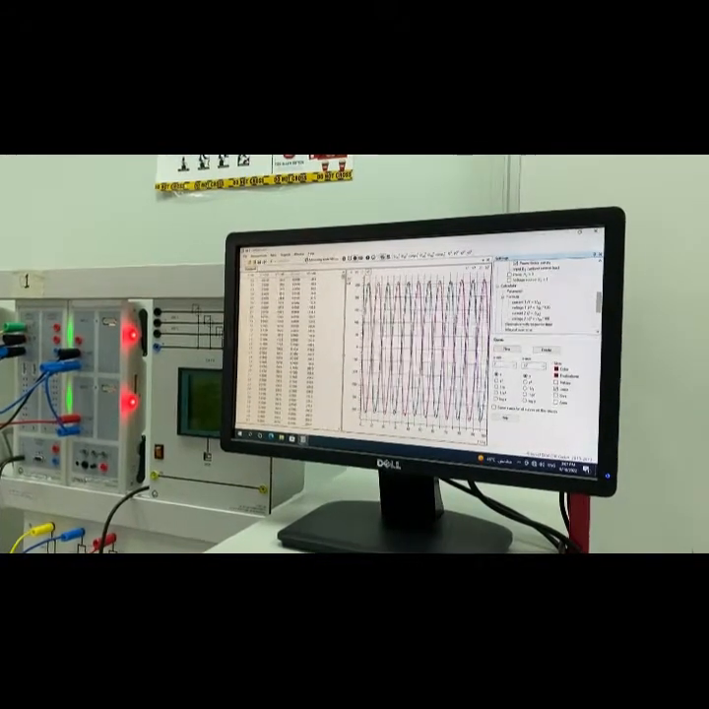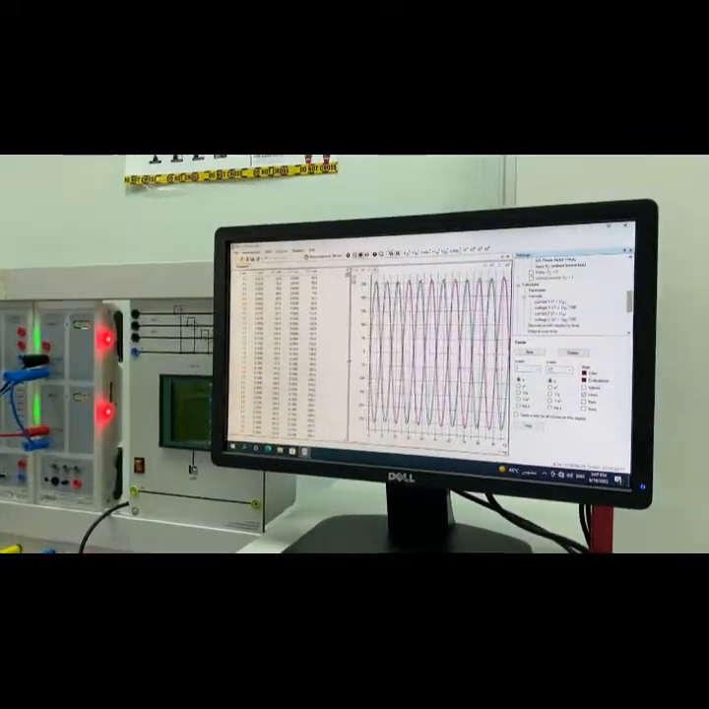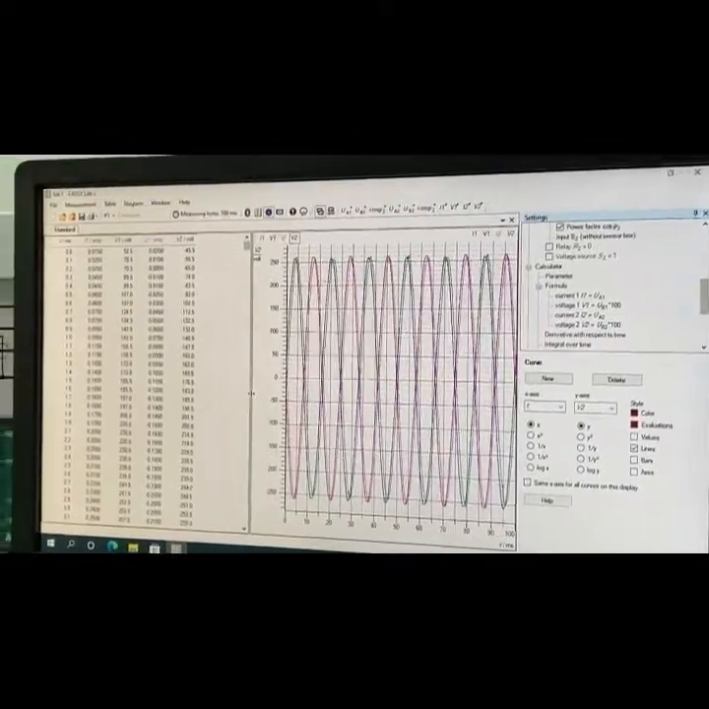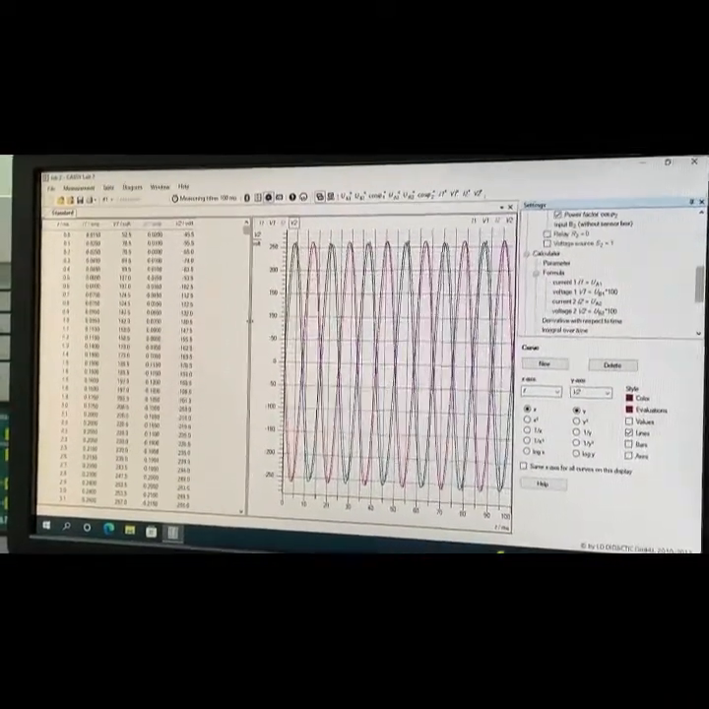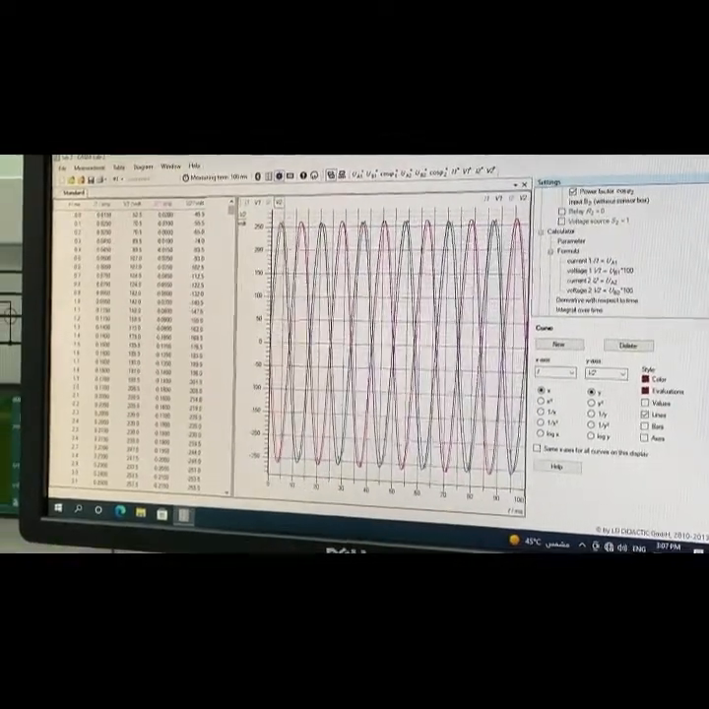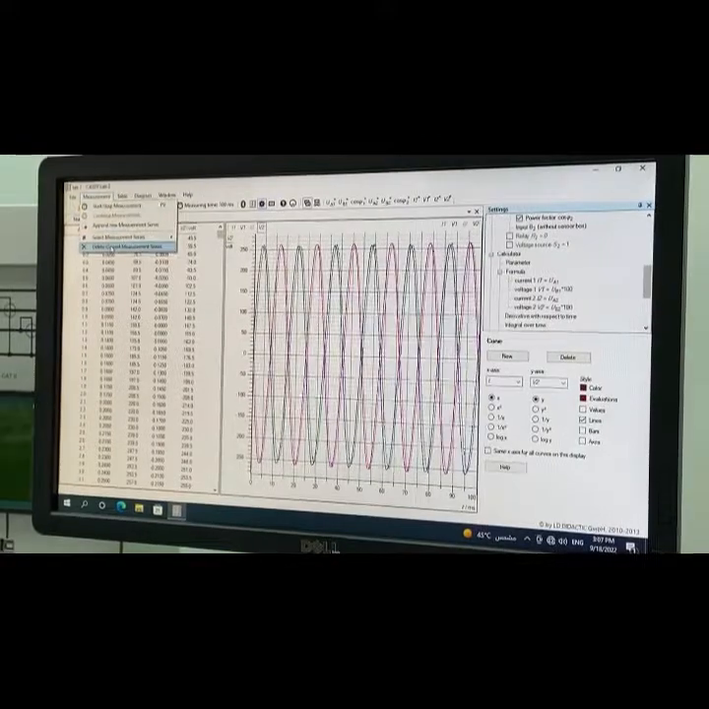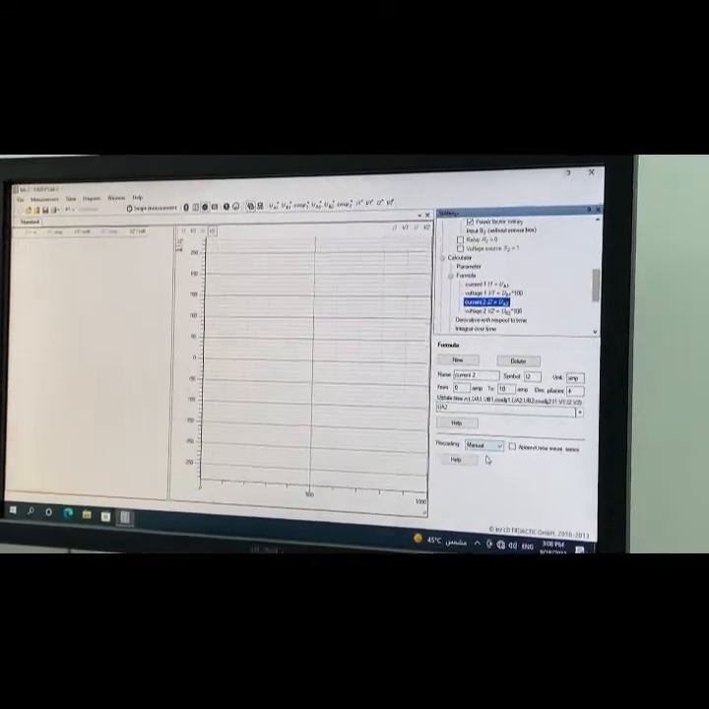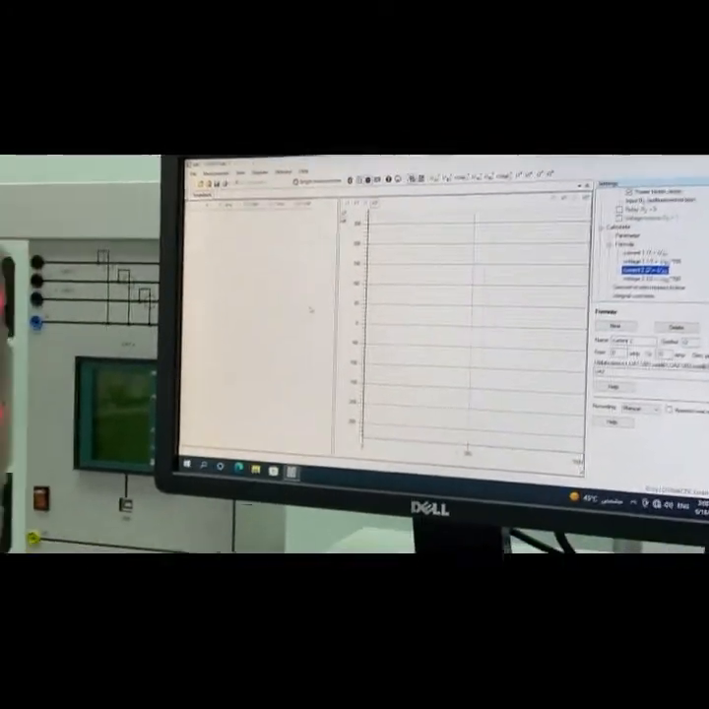But to measure the power, as I explained in the beginning of the lab, we need V1 I1 cos theta 1, because P1 is the multiplication of these three, and P2 is the multiplication of V2 I2 cos theta 2, right? So how do we get them? To get them, we'll delete all the measurements and go to manual recording.